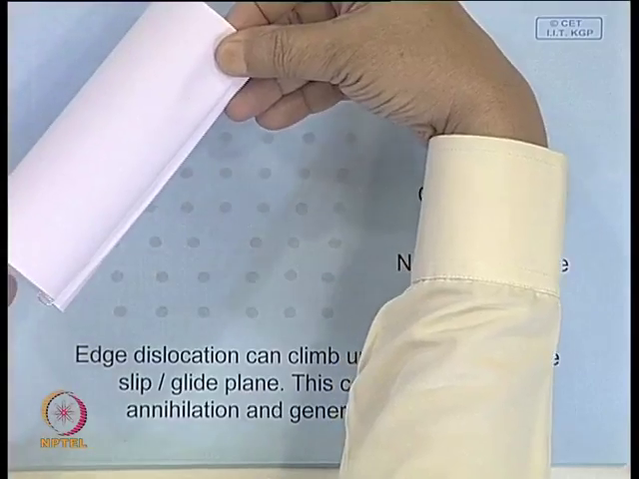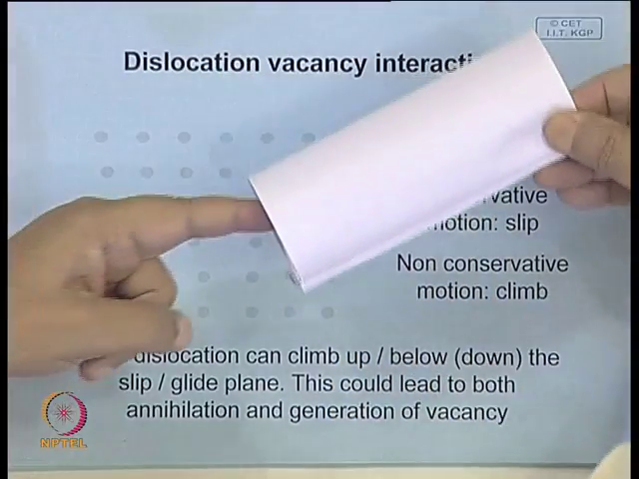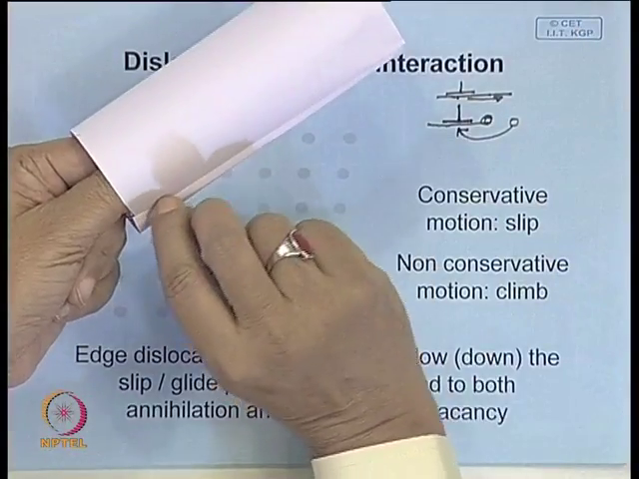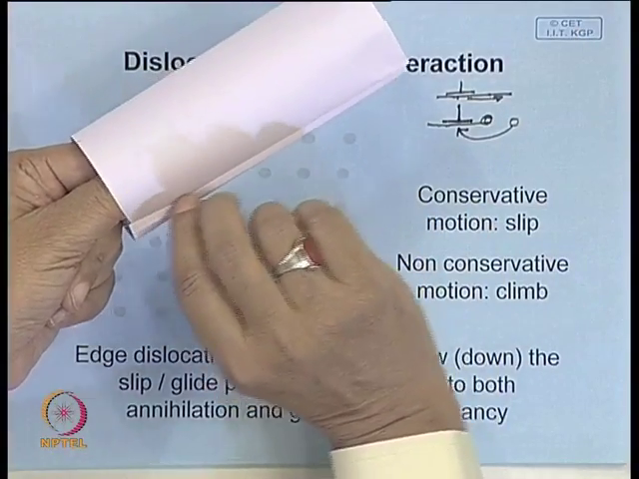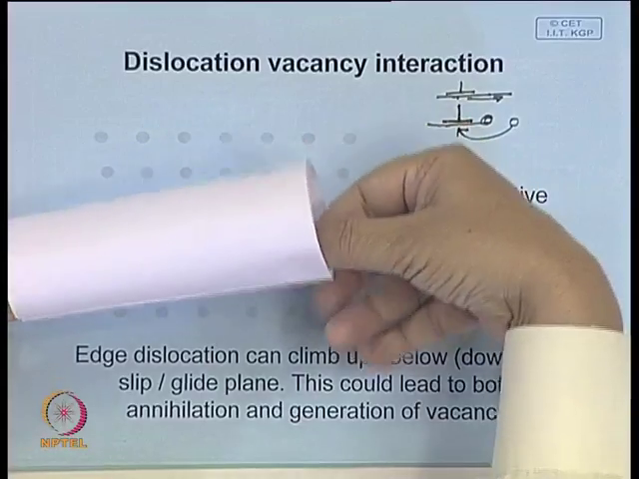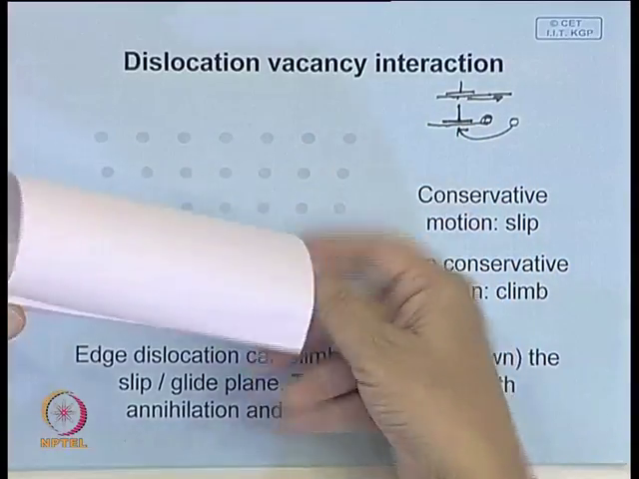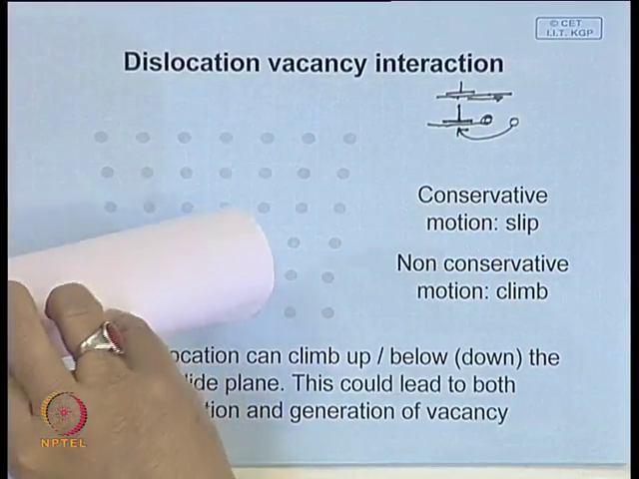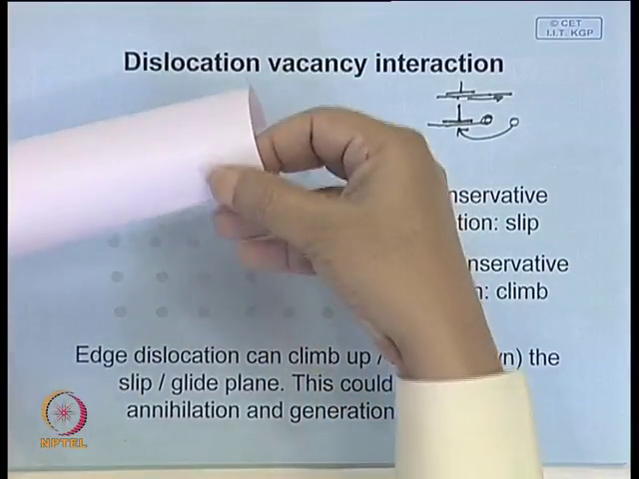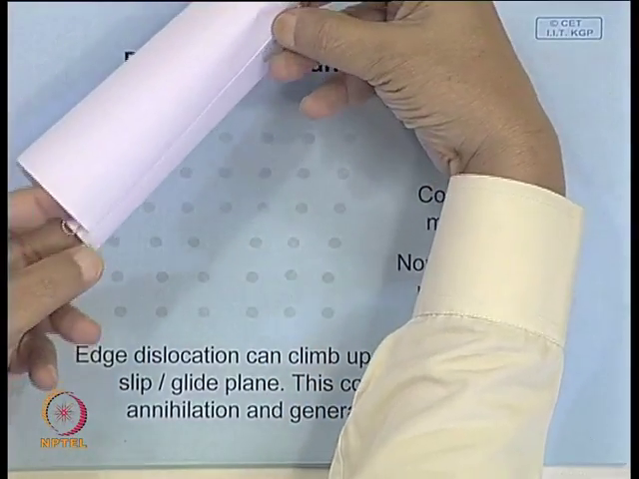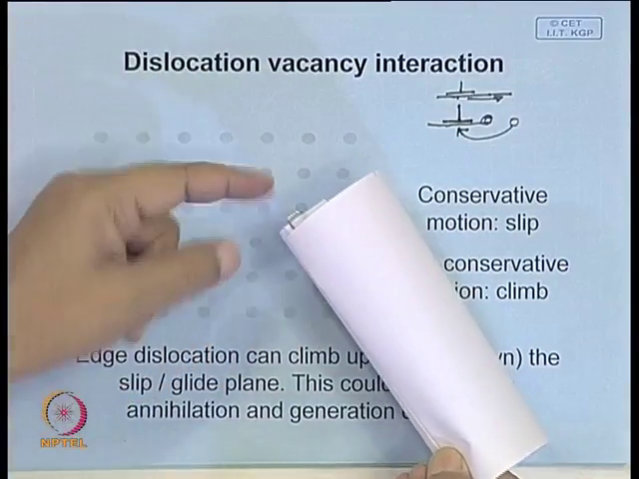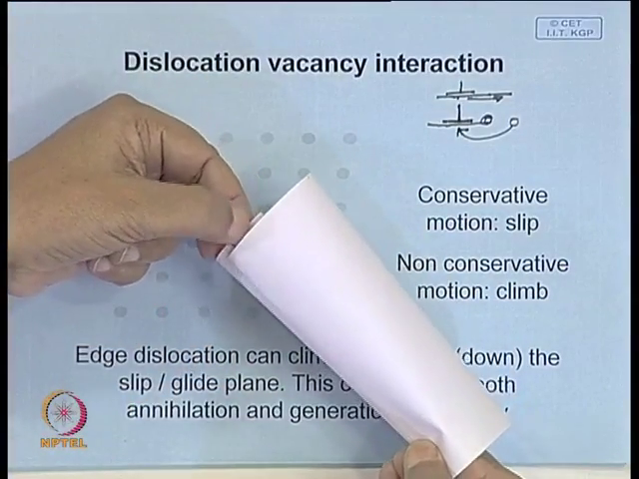Edge dislocation is lying along the axis, and this is the slip vector. This is the step which forms in this surface. In the same way, you can also visualize screw dislocation. In screw dislocation, the displacement is along the axis. So, here is the step that is forming.